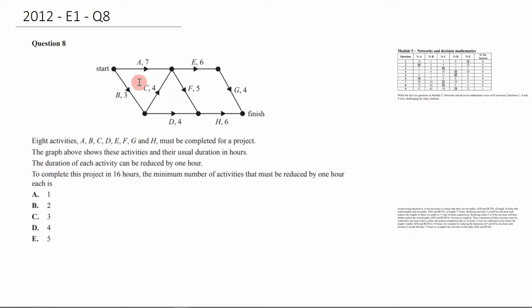Welcome. So in this video, we're going to go through this past exam question. It is taken from the 2012 paper, exam 1, question 8. All right, let's give it a read.